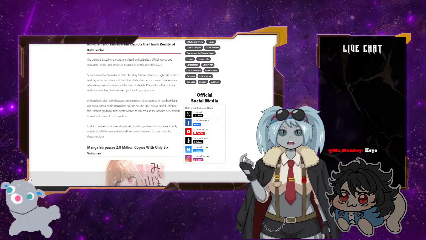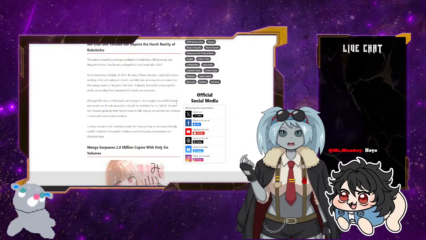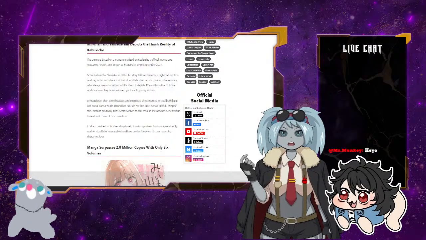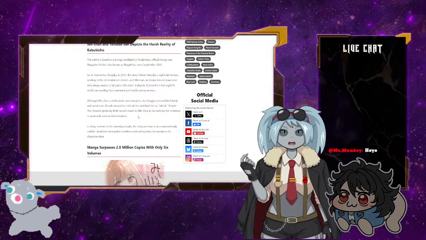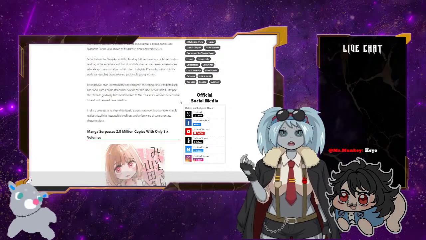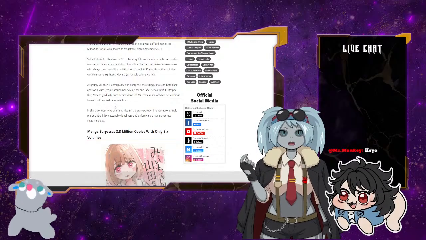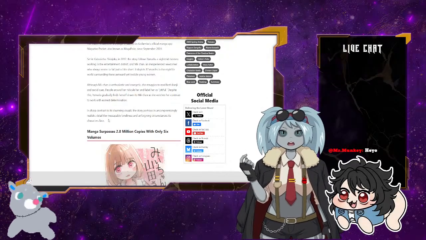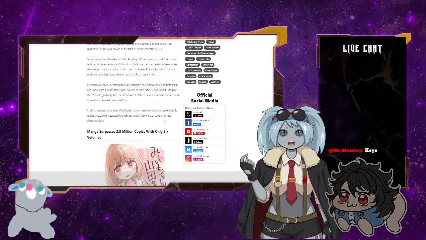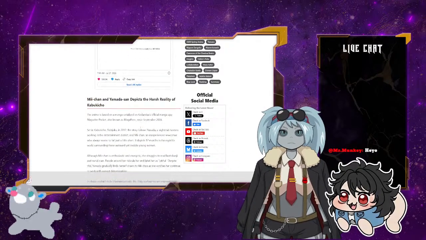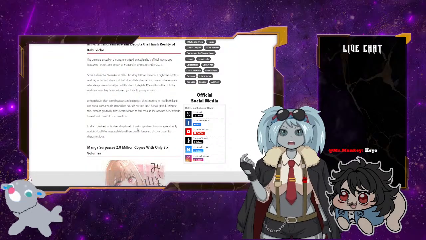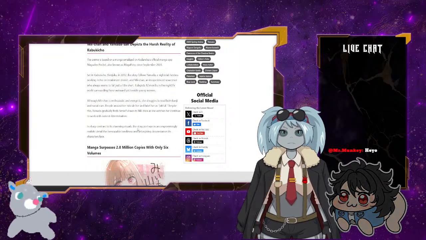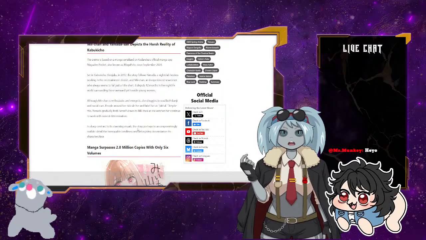Nii-chan is enthusiastic and energetic, but she struggles to read both kanji and social cues. People around her ridicule her and label her as pitiful. Despite this, Yamada gradually finds herself drawn to Nii-chan and watches her continue to work earnestly and with determination. In sharp contrast, the charming visual story portrays an incomparably realistic depiction of inescapable loneliness, unforgiving circumstances, and its characters' faces. So that's the description. Essentially, it is a series about two girls working in hostess nightlife.